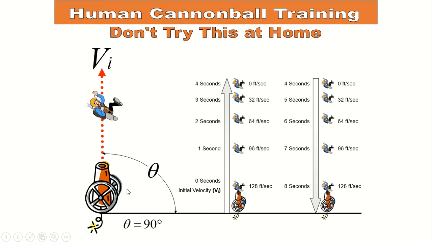If we shoot him straight up, theta equals 90 degrees. Obviously he starts out at 128 feet per second and decreases by 32 feet per second every second. After 4 seconds, he's at the top. Then he comes back down, speeding up, accelerating. They've sometimes done tests like that. If you fire a bullet up in the air, it does come back down and it is moving fast.